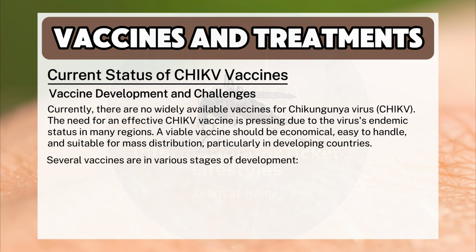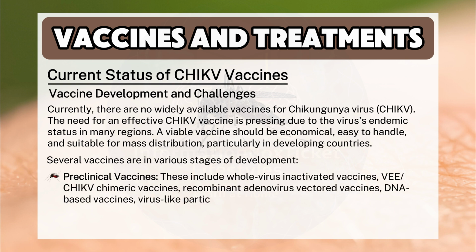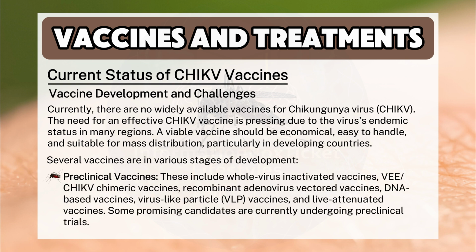Several vaccines are in various stages of development. Preclinical vaccines. These include whole virus inactivated vaccines, VEE CHIKV chimeric vaccines, recombinant adenovirus vectored vaccines, DNA-based vaccines, virus-like particle, VLP vaccines, and live attenuated vaccines. Some promising candidates are currently undergoing preclinical trials.